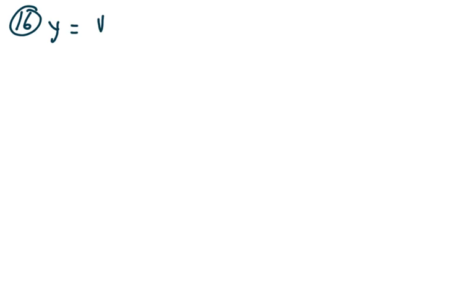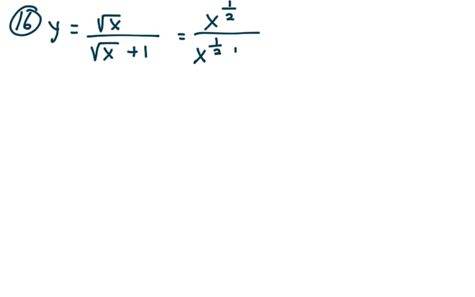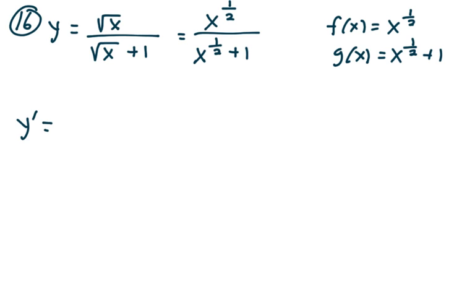Suppose y is square root of x divided by square root of x plus 1. And if you don't mind, I'm going to write this as x to the 1/2 divided by x to the 1/2 plus 1. So f of x is x to the 1/2, and g of x is x to the 1/2 plus 1. So I want y prime. So I'm going to write down the bottom function, and I'm going to take the derivative of the top function.